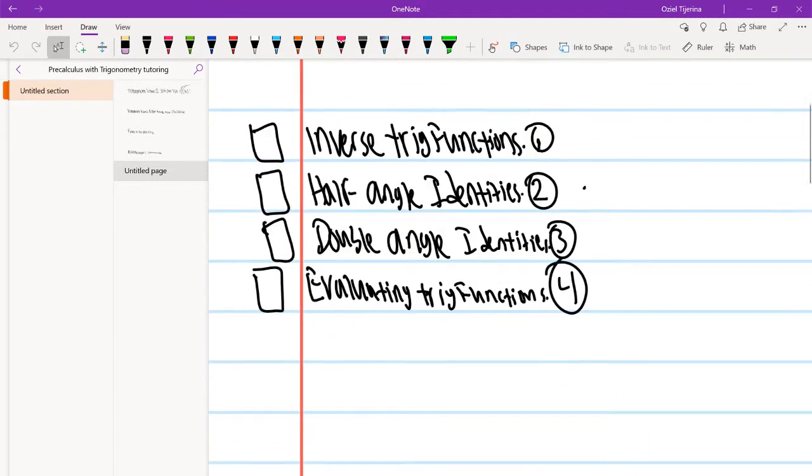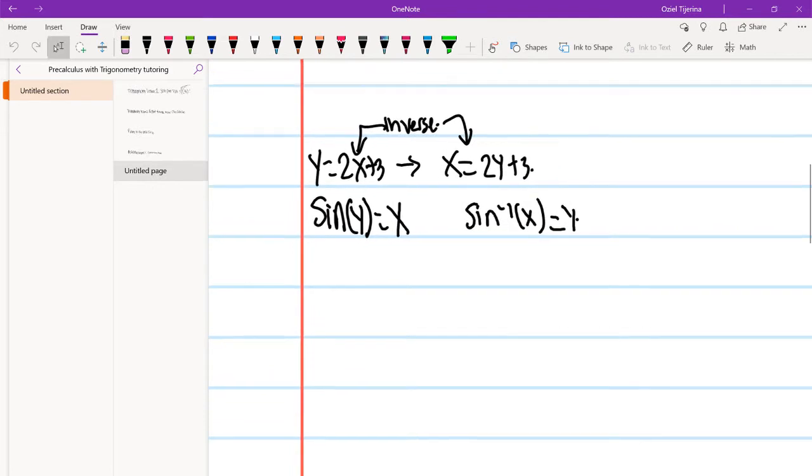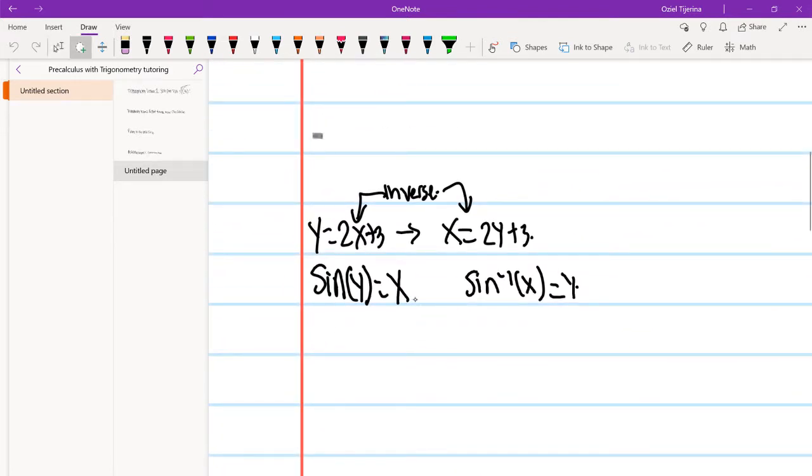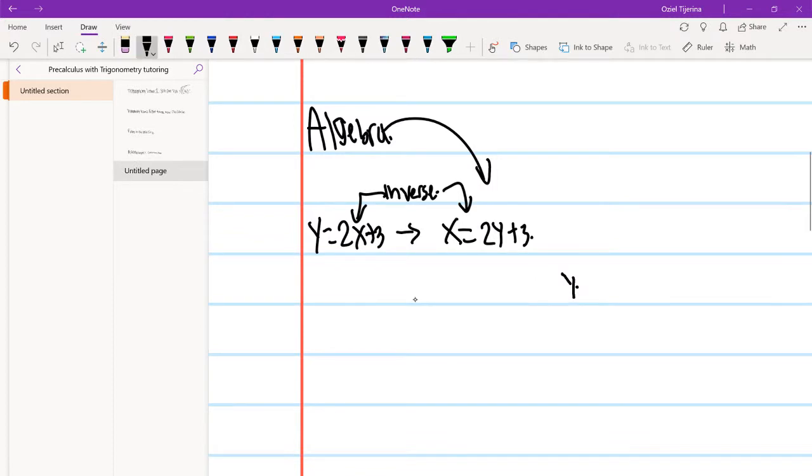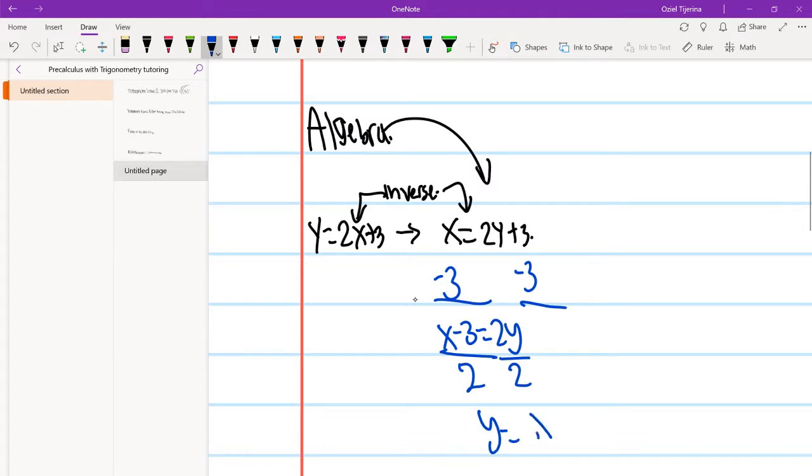We're going to first do inverse trig functions. So what you learned in algebra was this: if you have an inverse, you have y equals 2x plus 3, and you change that into x equals 2y plus 3, and then you would solve for y by subtracting 3 on each side, and you get x minus 3 equals 2y, and then you would divide by 2 to get y equals (x minus 3) over 2 as your inverse, which is f inverse of x.